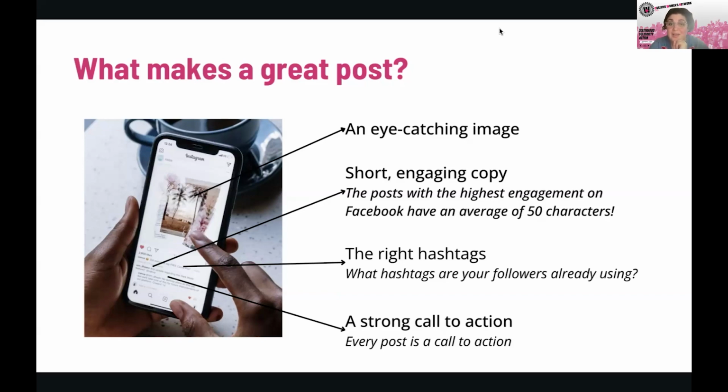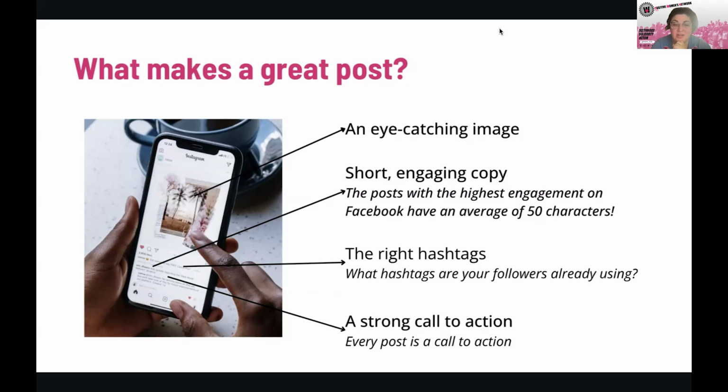The posts with the highest engagement on Facebook have an average of 50 characters. 50 characters, an average of 50 characters. That is so, so small. That's like my name and a couple other words. Yeah. Like super, super short. So people's attention spans are short. We have to make sure every single character counts.